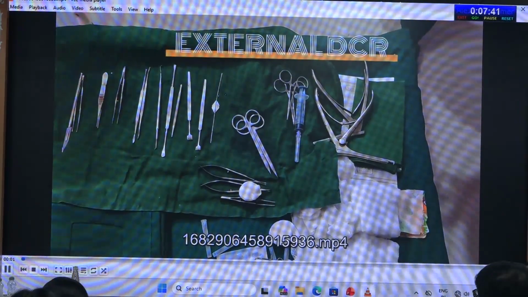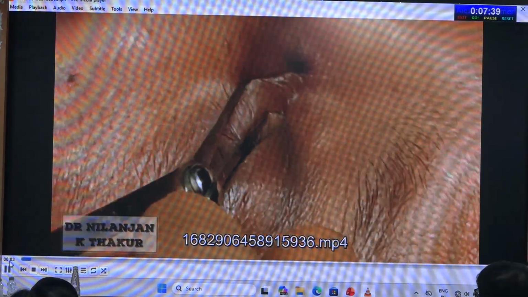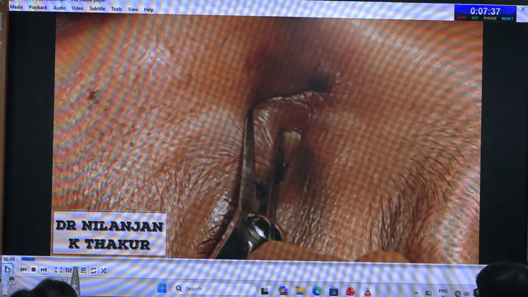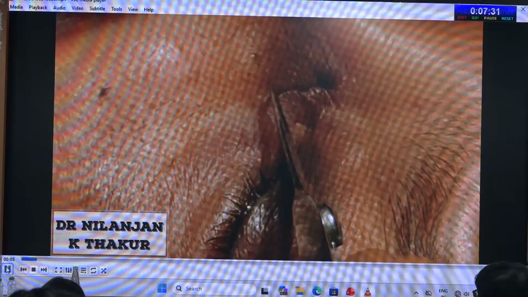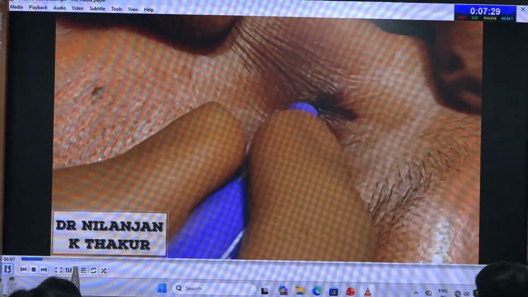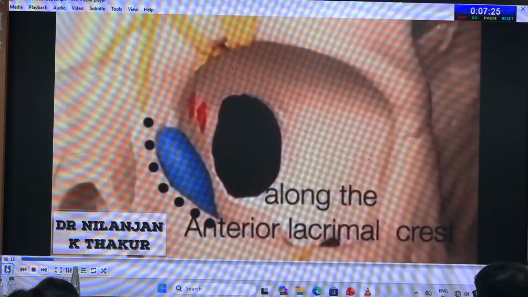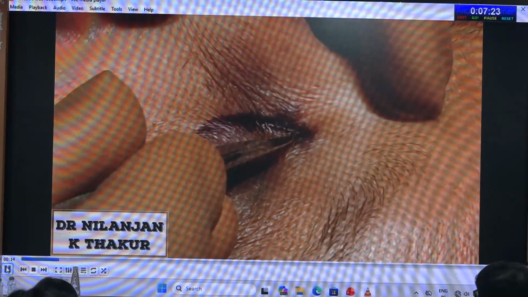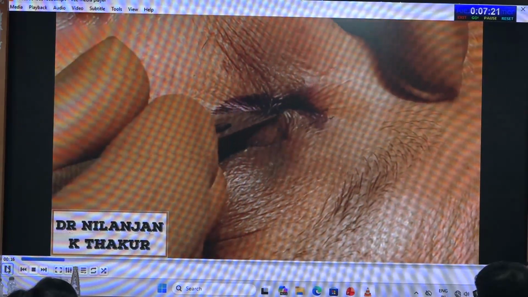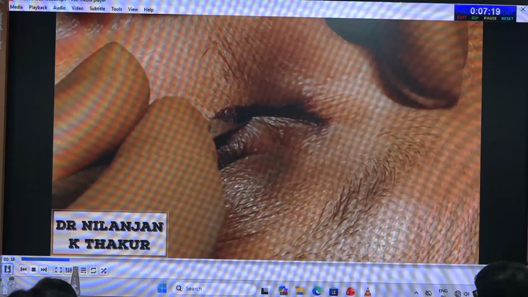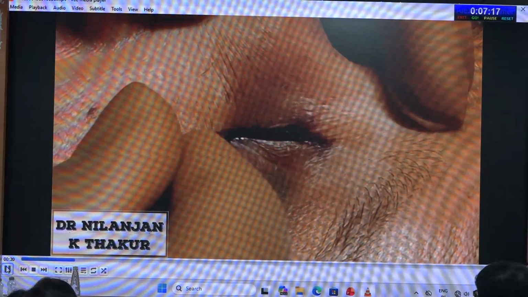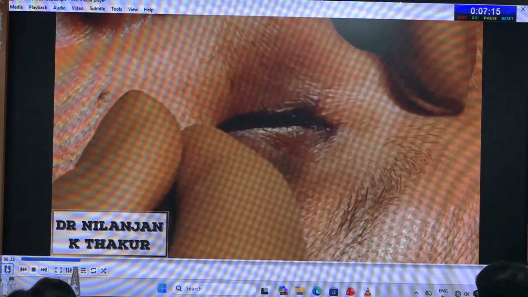So this is the table which is required. Now the marking is very important. We mark it 3 mm from the medial canthus, okay? To avoid the angular vessels. So along the crease of the skin, okay? And it is around 10 to 12 mm along the anterior lacrimal crest. Now you need to incise the skin and the orbicularis muscle and expose the periosteum.